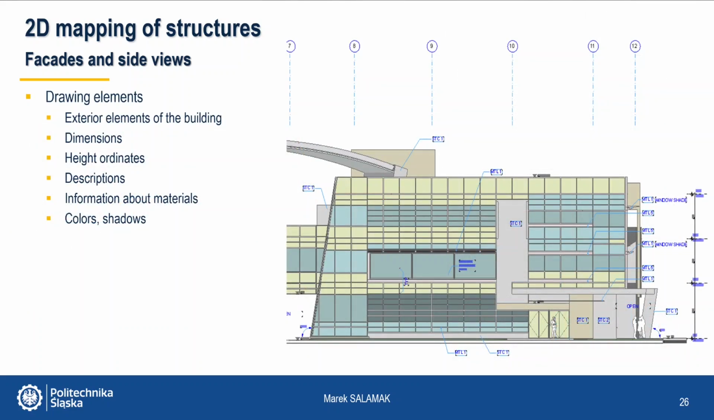The facades are the most common orthogonal projections showing the appearance of the building from the outside. The facades can be shaded and colored to make it easier to identify materials used on the building's exterior surfaces. Besides, architects can add material descriptions to the facade drawings with color and material codes.